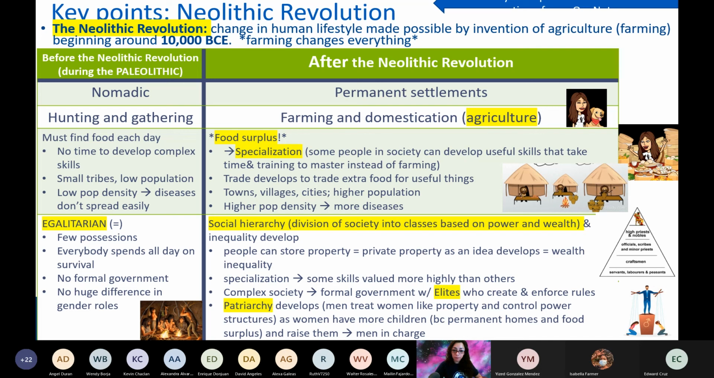And finally, something called patriarchy developed. Please write down the word patriarchy. Patriarchy is something that we still struggle to undo. Patriarchy means a society in which men treat women like property and control the power structures.